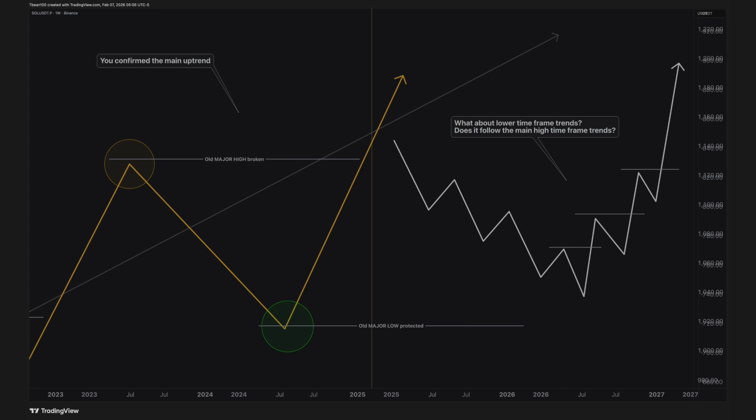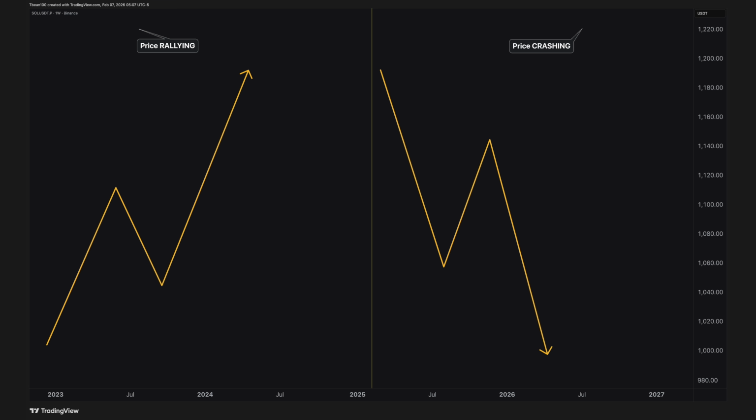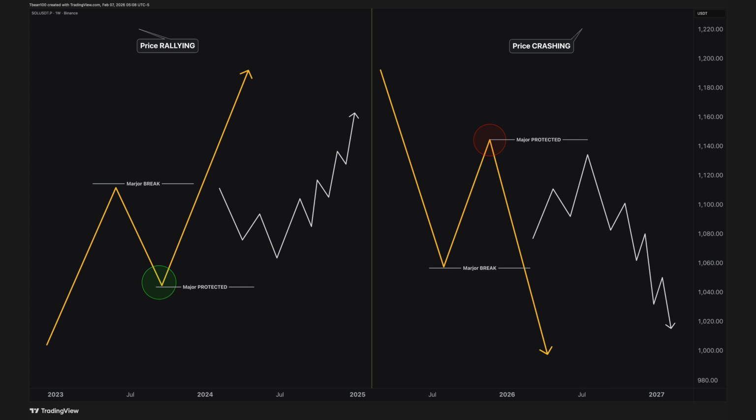At the end of the day, it doesn't really matter because price is generally either crashing or rallying anyway. If price is rallying, you want to wait for strong and clear breaks to the upside. And if the price is crashing, you would want to wait for strong and clear breaks to the downside. After that, the next step is simply to follow the exact same process again on the lower time frames.